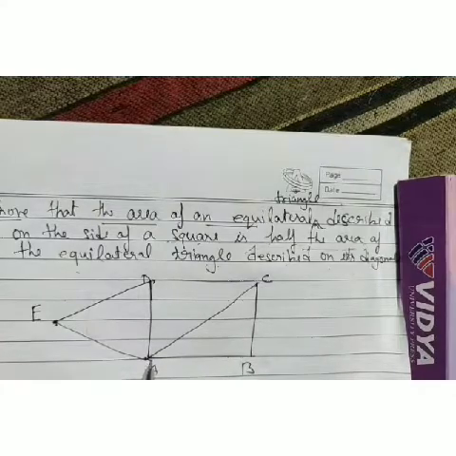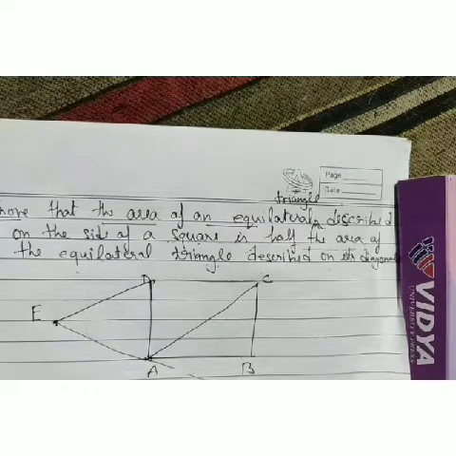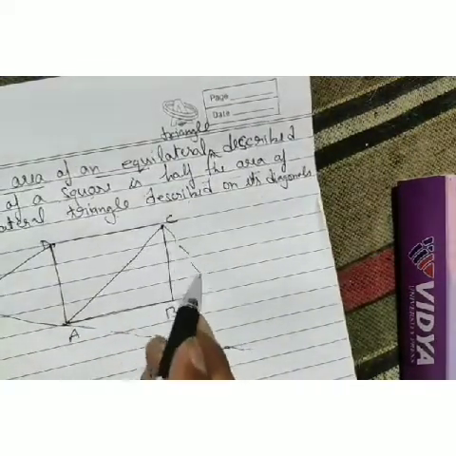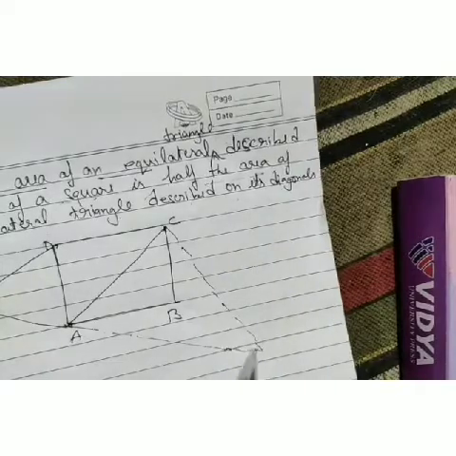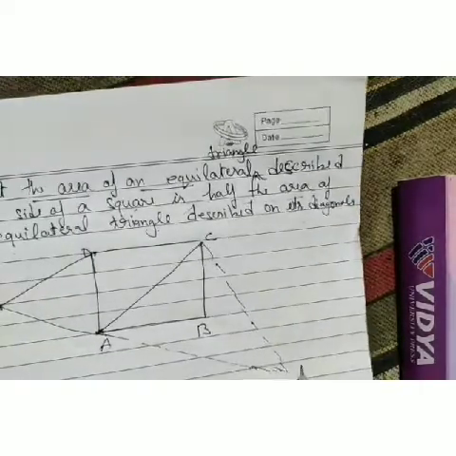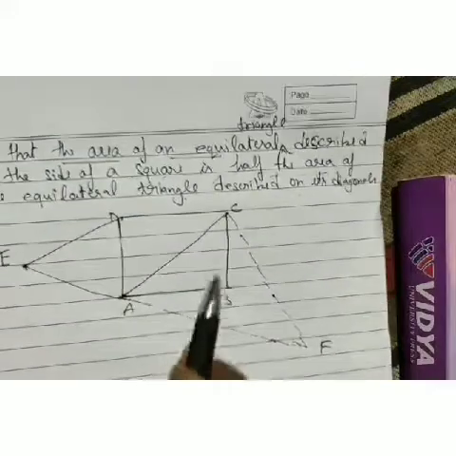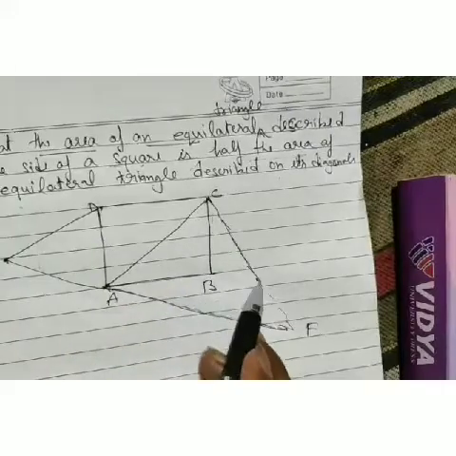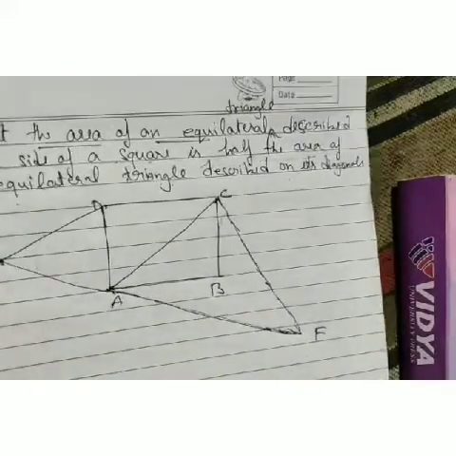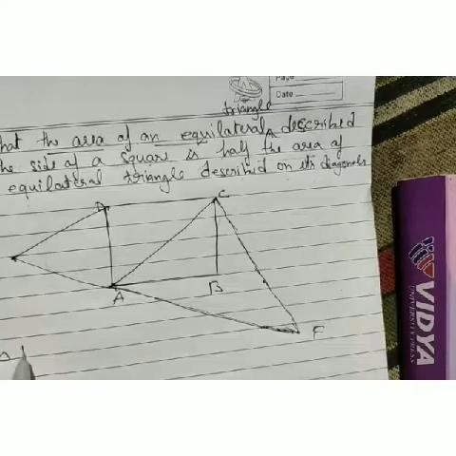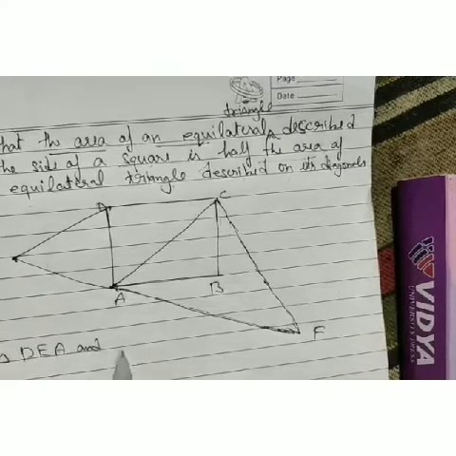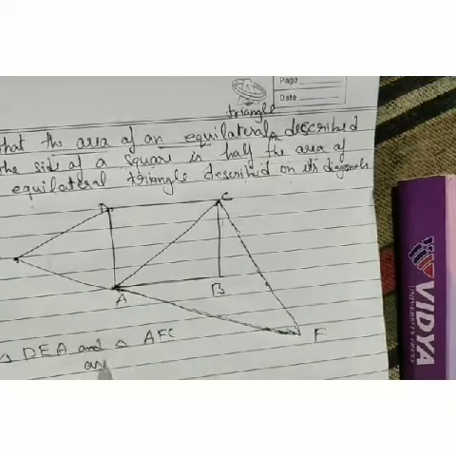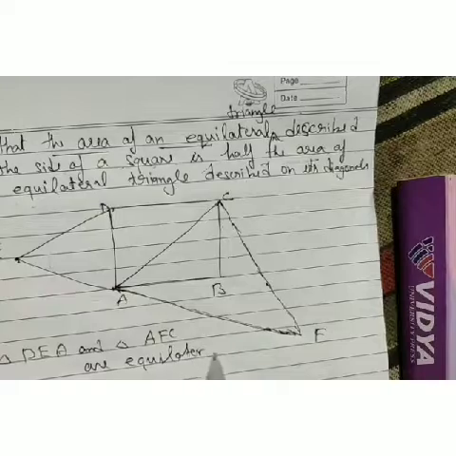Now AC is the diagonal. We are going to define another equilateral triangle on this side. Take this point F. Now we have two triangles, one is this, and the second one is this. We are given that these triangles are equilateral: triangle DEA and triangle AFC are equilateral triangles.